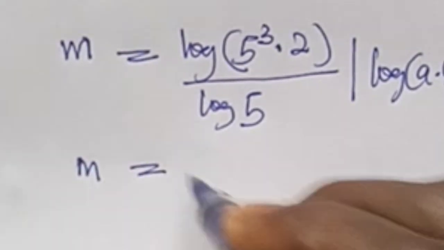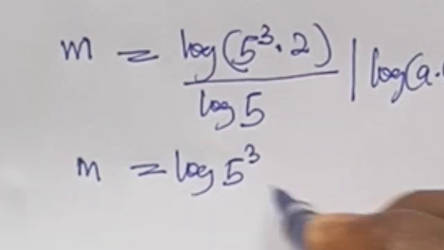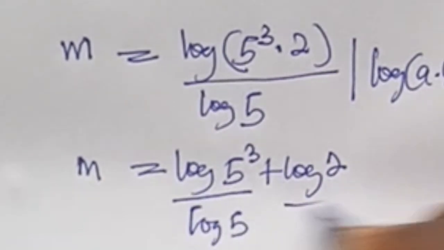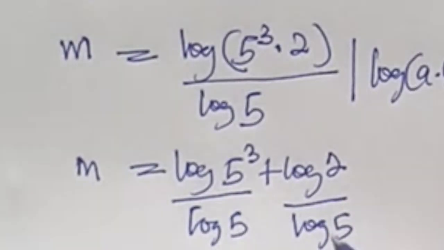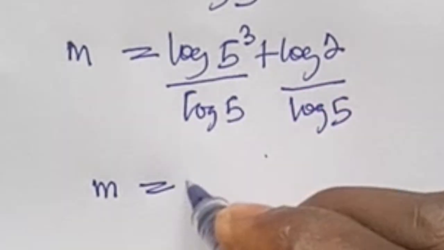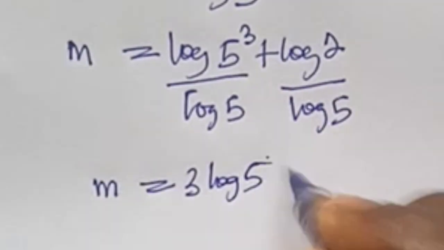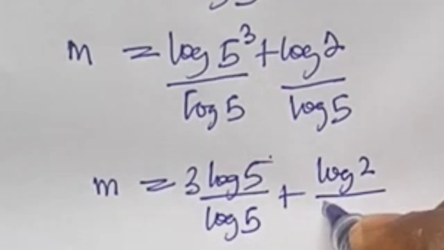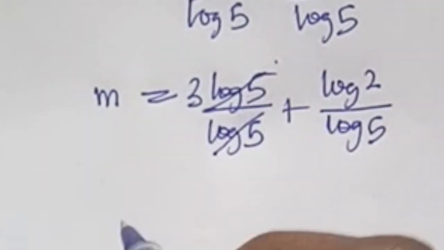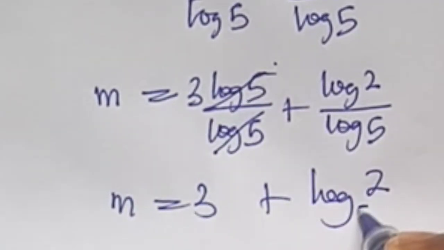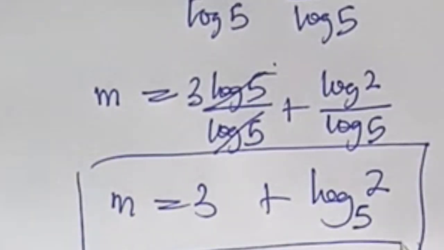So that m will be equal to log 5 to the power of 3 plus log 2, all over log 5, in separate fractions. And the next line becomes m equals, this 3 comes down, becomes 3 log 5 over log 5 plus log 2 all over log 5. And log 5 can cancel out. What will be left will be m equals 3 plus log 2 base 5. This is the value for m.